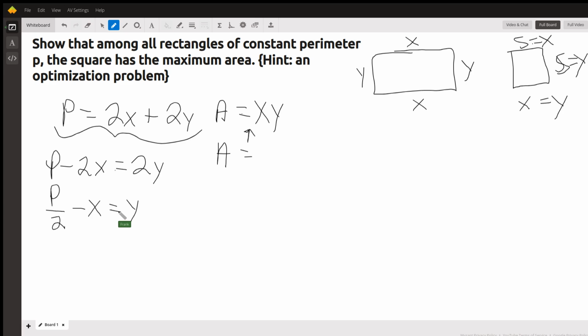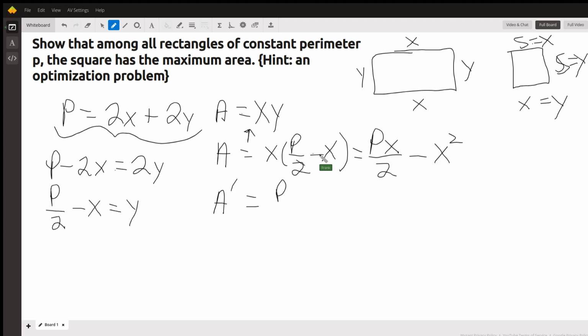Area equals X times P over 2 minus X. In other words, PX over 2, I'm just distributing, minus X squared. And now the derivative. A prime equals P over 2 minus 2X.